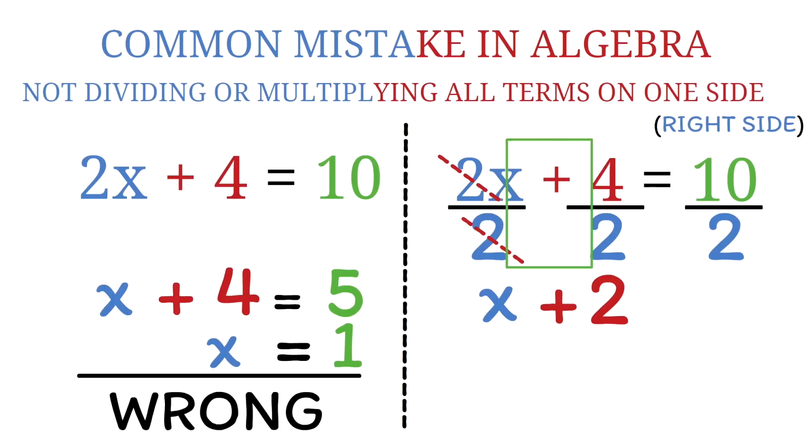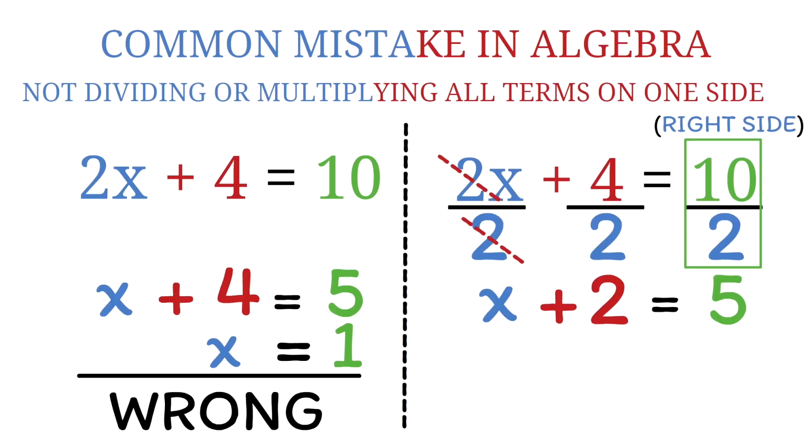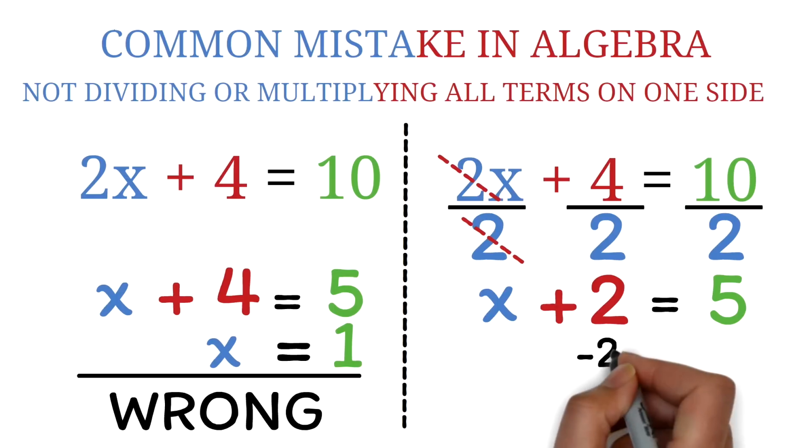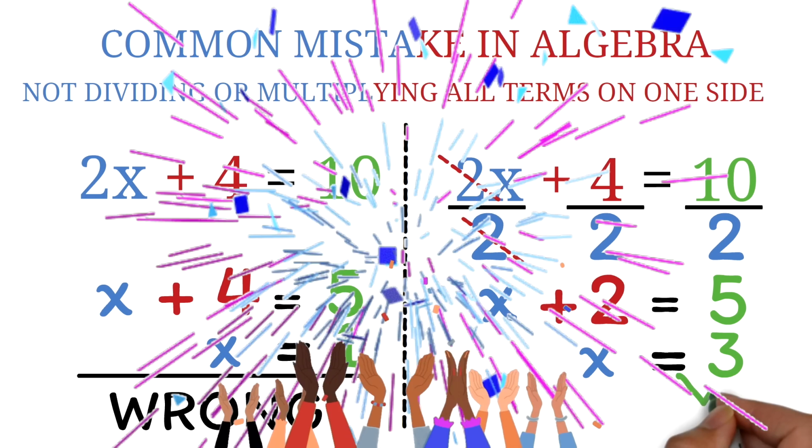So, for the constant term 10, 2 divides it to give us 5. So the equation now becomes x plus 2 equals 5. Now we have applied the rule correctly. So when we solve for x in this equation, we end up with the solution x equals 3. Our correct and final answer.